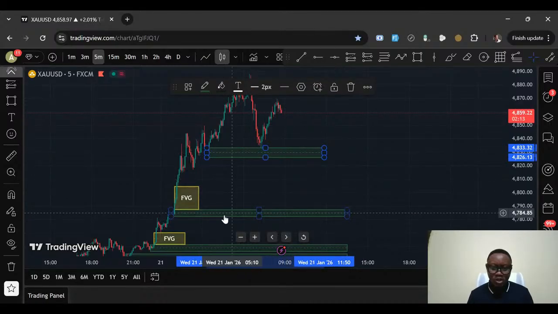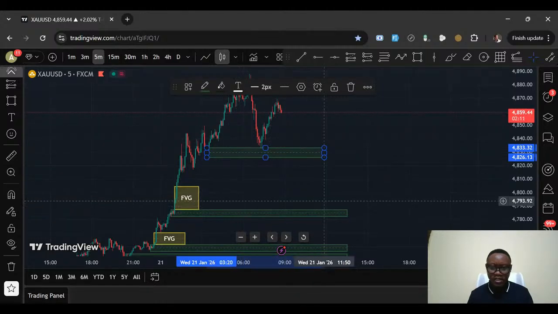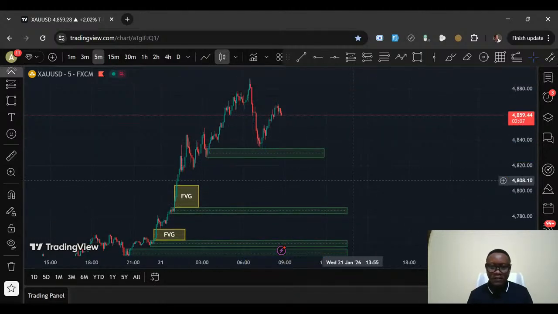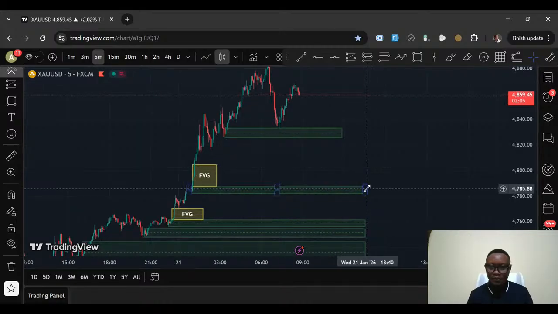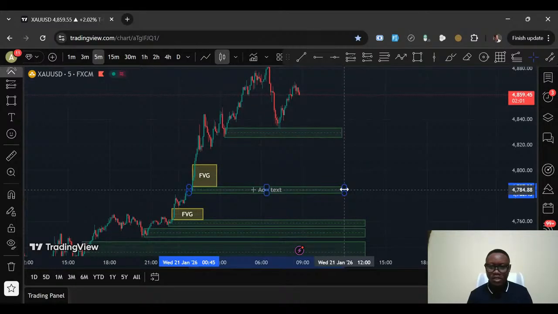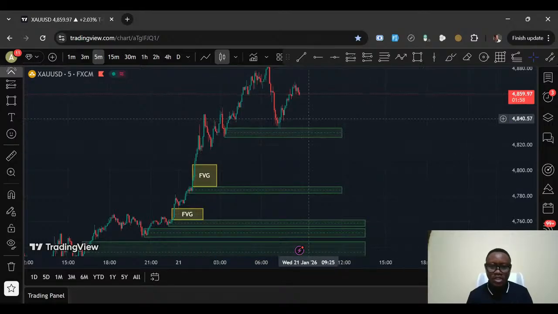This is the main zone I'm waiting for price to mitigate, so I can at least go all in with my normal risk management. Okay, so I'm waiting for price to come right here so we can take our entries. So this has been used already, it has been mitigated. I'll leave it there for reference.